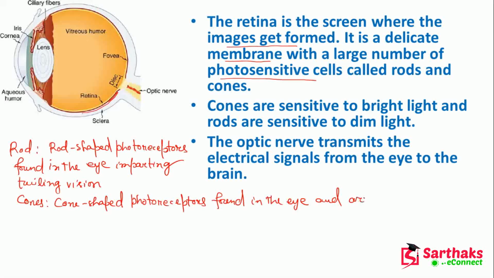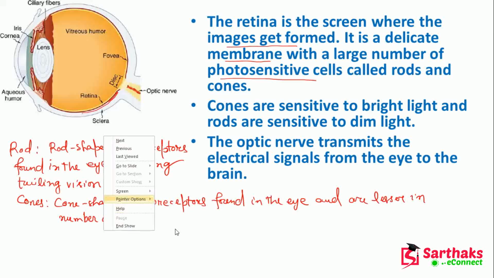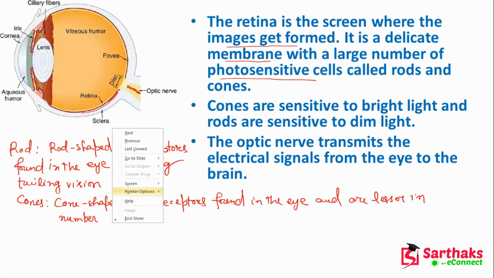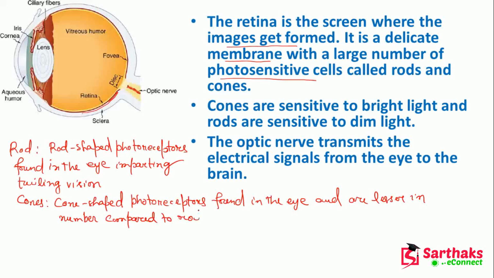and are lesser in number compared to rods. Okay, so cones are sensitive to bright light and rods are sensitive to dim light.